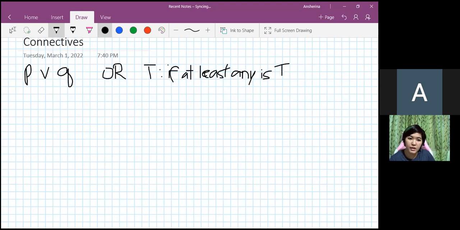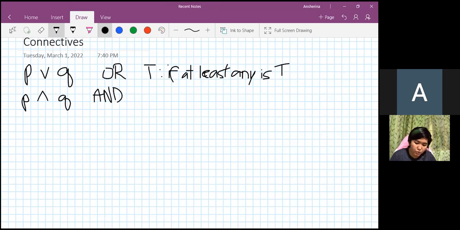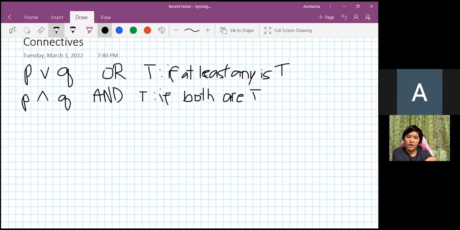Okay? Now, when we have P and Q, remember this is the and connective, it is true only if both are true. Okay? Again, this is open notes.